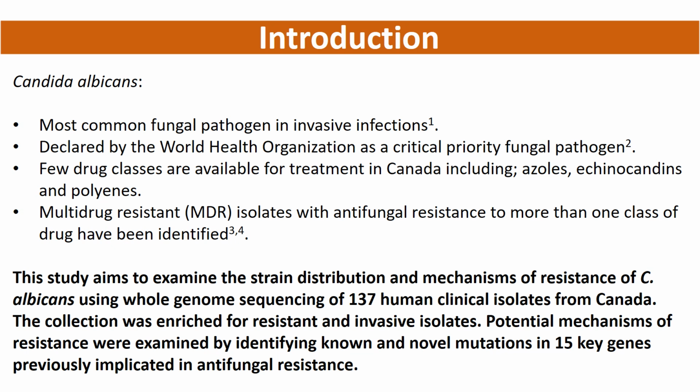In this particular study, we aim to examine the strain distribution and mechanisms of resistance of C. albicans using whole genome sequencing of 137 human clinical isolates from Canada. The collection was enriched for resistant and invasive isolates, and potential mechanisms of resistance were examined by identifying known and novel mutations in 15 key genes previously implicated in antifungal resistance.